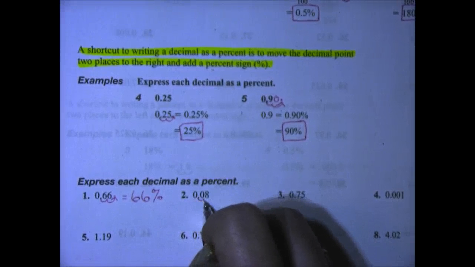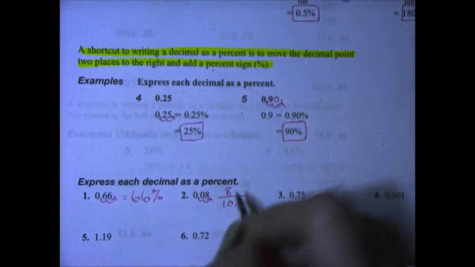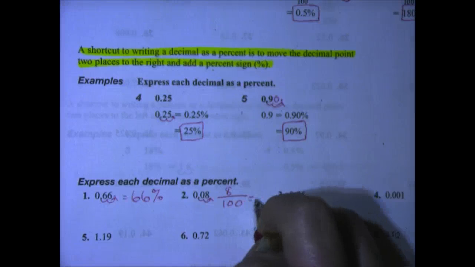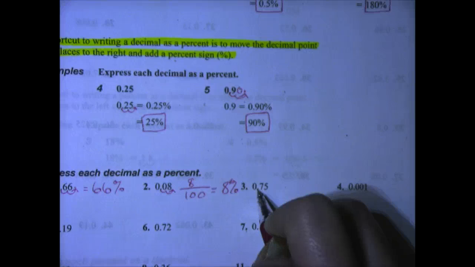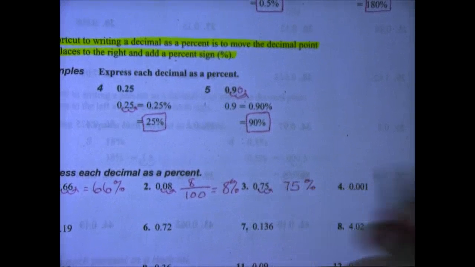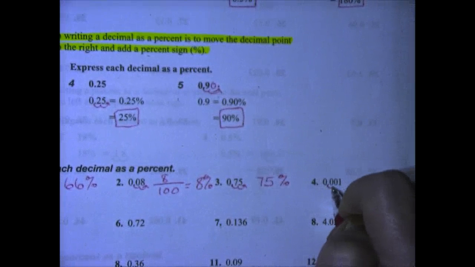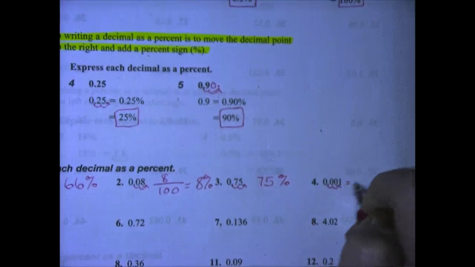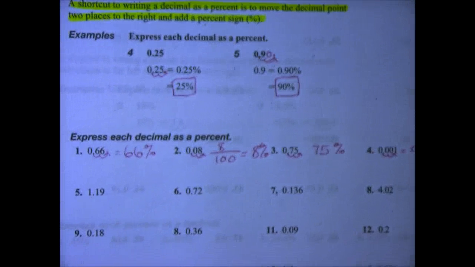8/100ths. I move the decimal point 2 places to the right, which is 8 over 100, right? 8%. 75/100ths, move my decimal point 2 places to the right, 75%. 1/1000th, I'm going to move my decimal point 2 places to the right, and now I am 0.1, so I have 0.1%. So just be very careful to only move your decimal point twice.